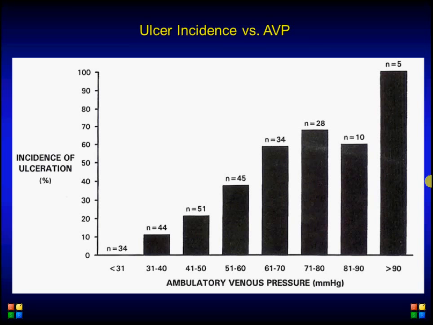However, there is a group here that has normal venous pressure and still have ulceration, and there is a group up here that has high ambulatory venous pressure but doesn't have any ulcer.